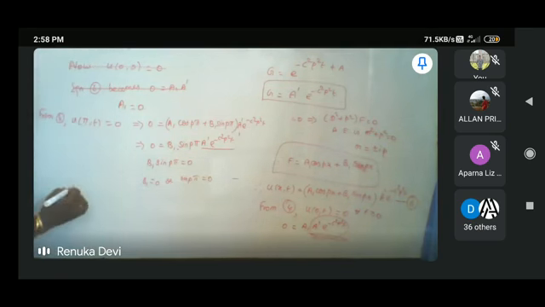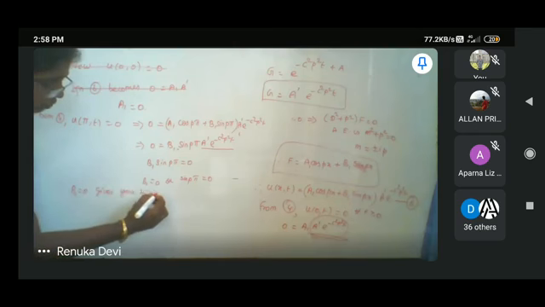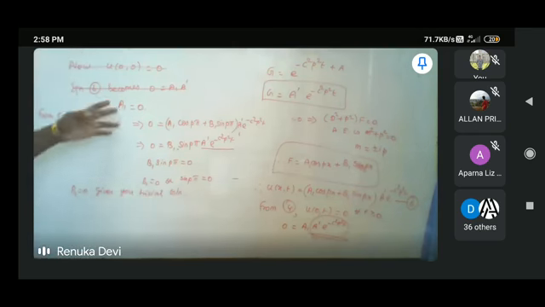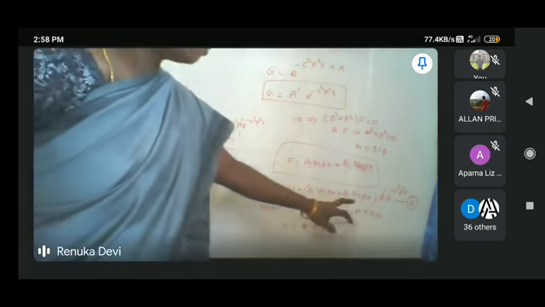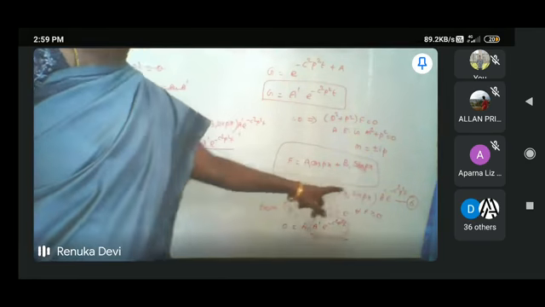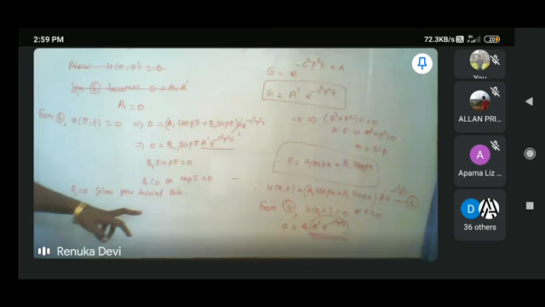So b1 equal to 0 gives you a trivial solution. Because a1 equal to 0, b1 equal to 0, therefore the whole thing is 0. In that case, u equal to 0. U equal to 0 is a trivial solution. Therefore, we don't want such a trivial solution.